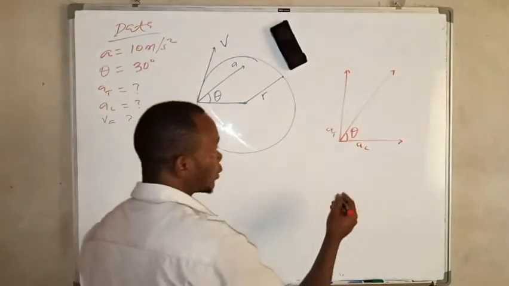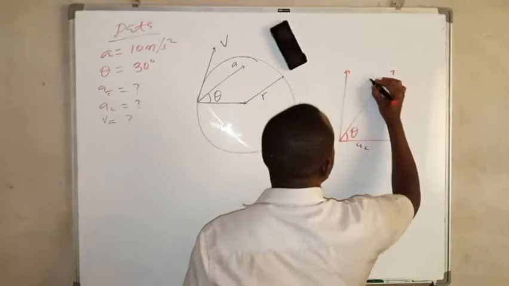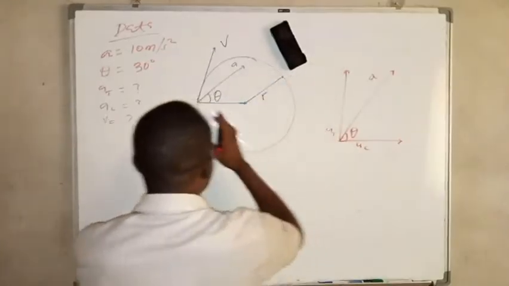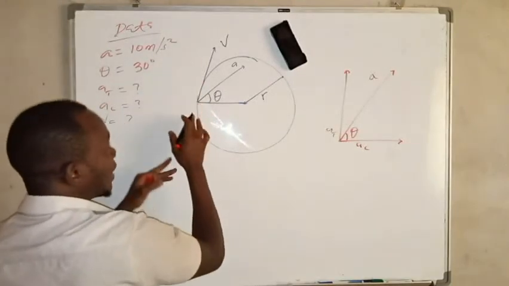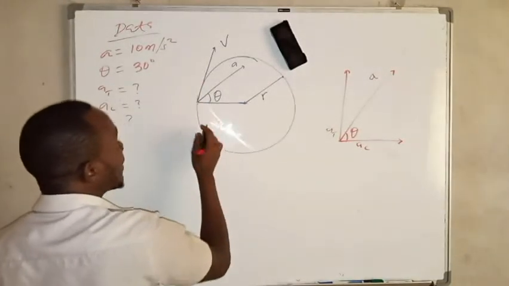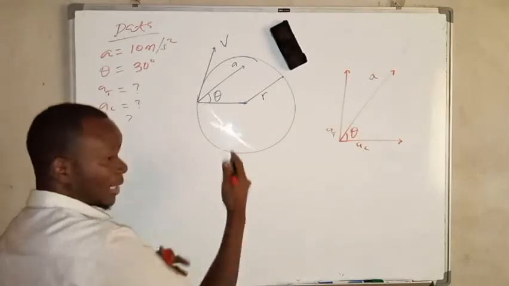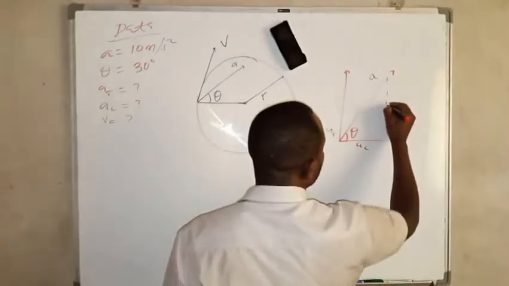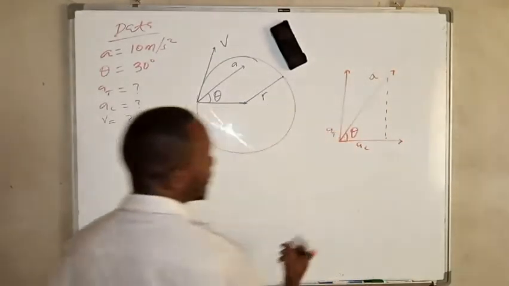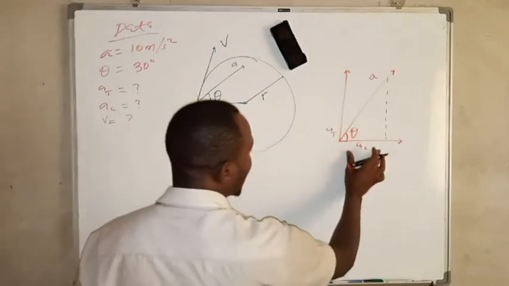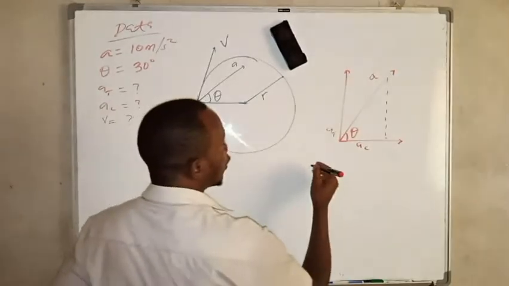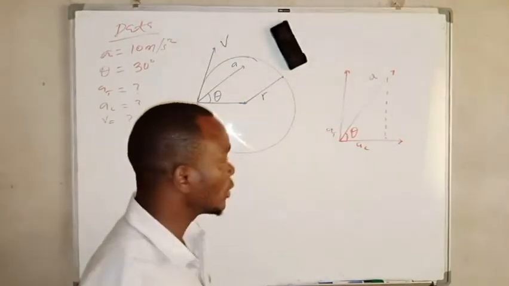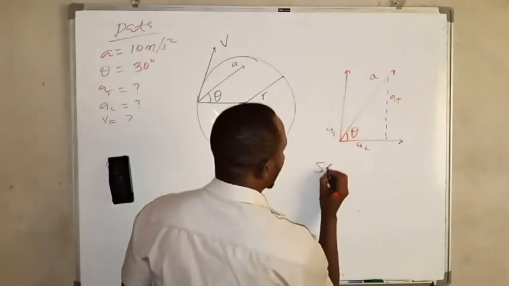So what we're going to do is resolve this into components. This is A, the acceleration, this is the tangential acceleration, and the centripetal acceleration is directed towards the center. From here, we're going to express this in the respective components for tangential and centripetal. Here we are going to employ the trig ratios. We're going to make use of SOHCAHTOA.